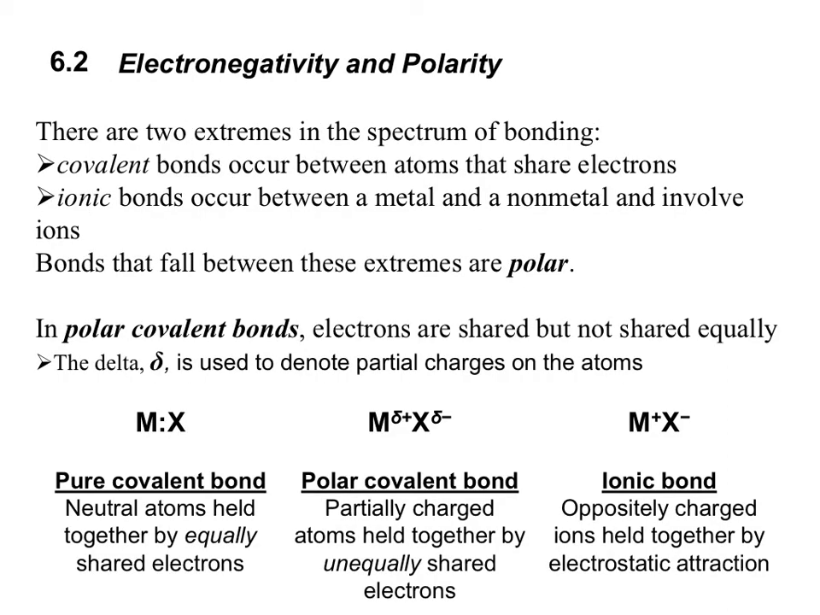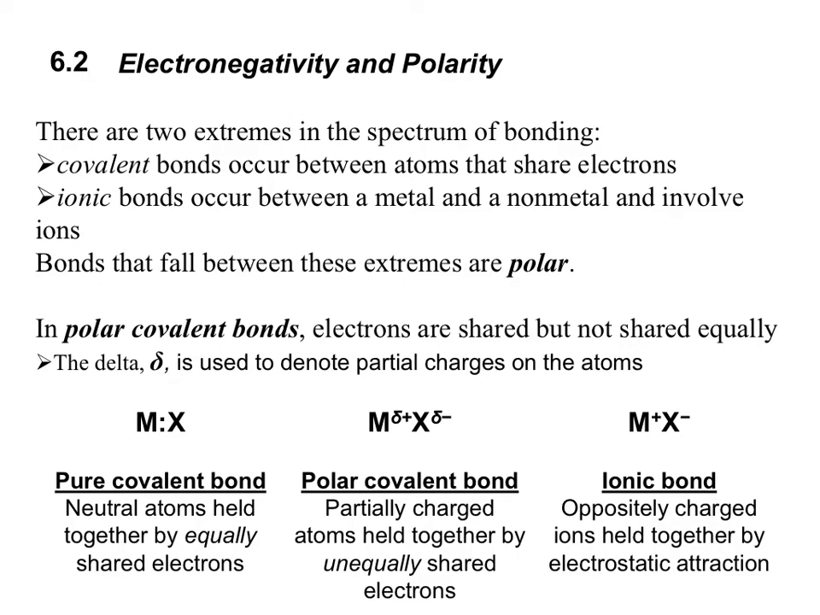Electronegativity and polarity. There are 2 extremes in the spectrum of bonding. Covalent bonds occur between atoms that share electrons, and ionic bonds occur between a metal and a nonmetal and involve ions. Bonds that fall between these extremes are polar. In polar covalent bonds, electrons are shared but not shared equally. In this case, we use delta to denote partial charges on the atoms.